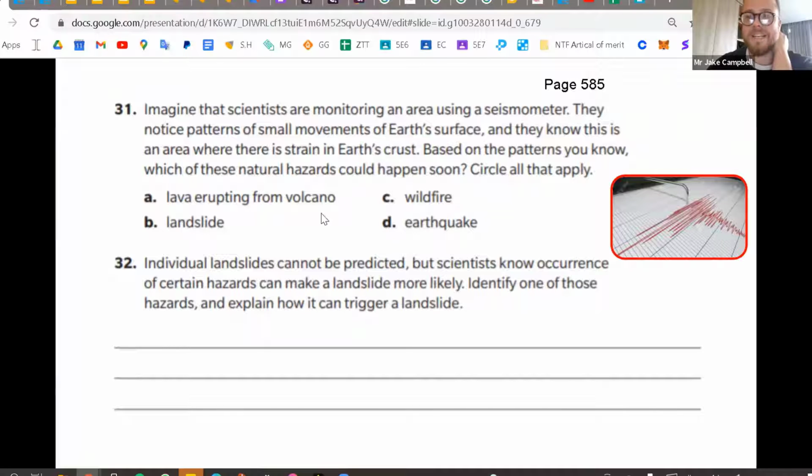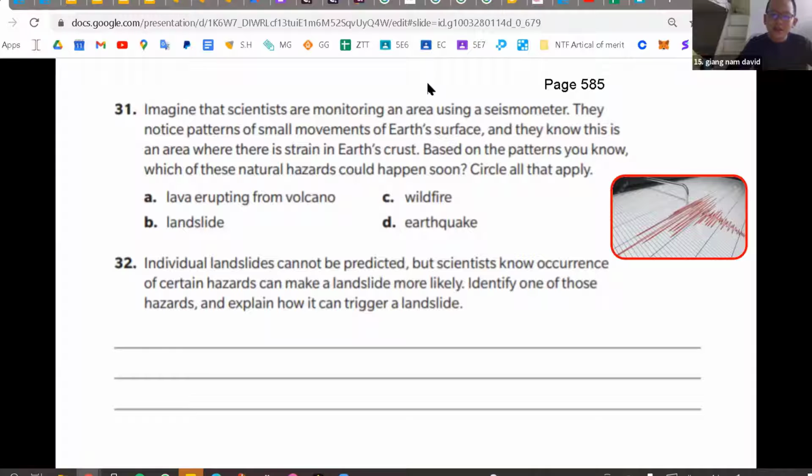Now I'm going to need a reader and a highlighter for question 31. David, you are the reader for question 31. Ronaldo, are you there? Yes. You are the highlighter for question 31. All right, David, please begin.